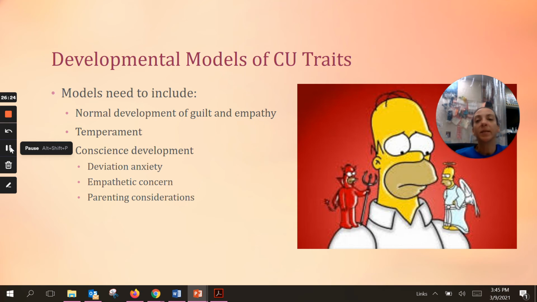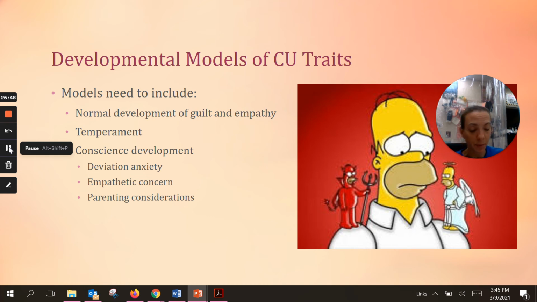So there are developmental models of CU traits. There's not many that are very valid. So when the chapter talks about it, it talks about the items that these models need to include. And the first is the normal development of guilt and empathy. So these models need to include the typical way that guilt and empathy form in children.